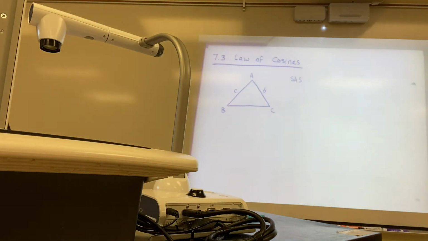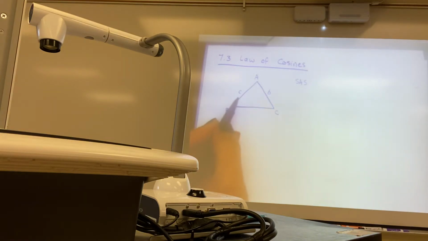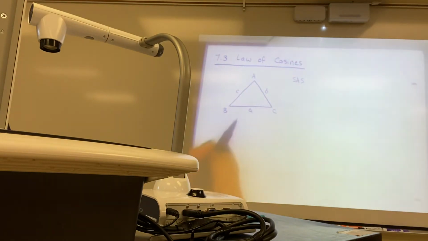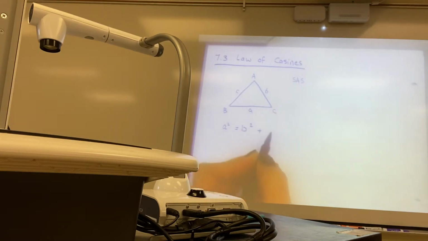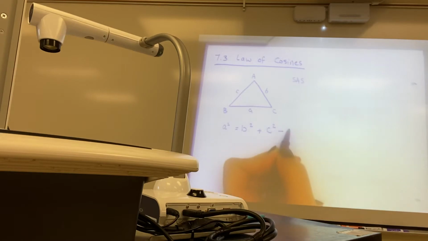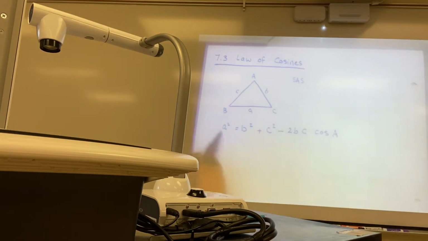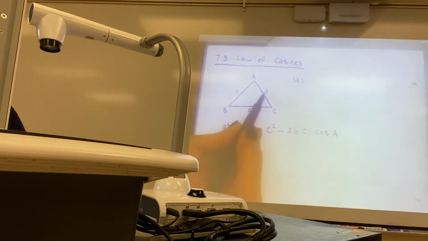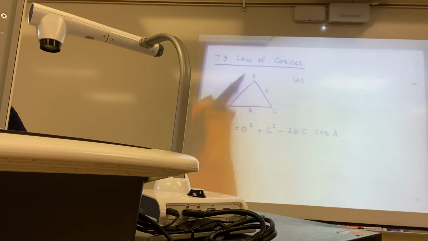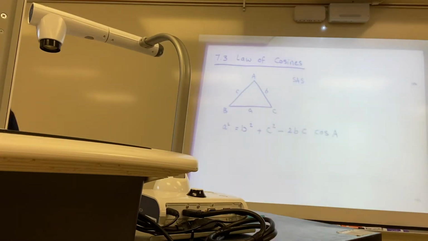And the law of cosines is, for any triangle ABC with sides small a, b, and c, the law of cosines will be a squared equals b squared plus c squared minus 2bc cosine A. So to find the length of side A, you'll need to know side B, side C, and then angle A. And this is the side angle side case, right?